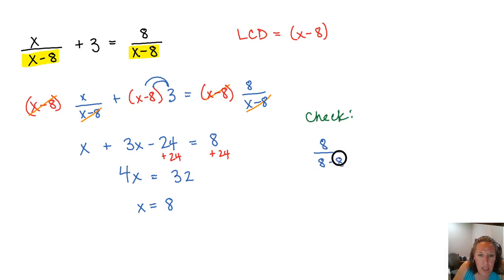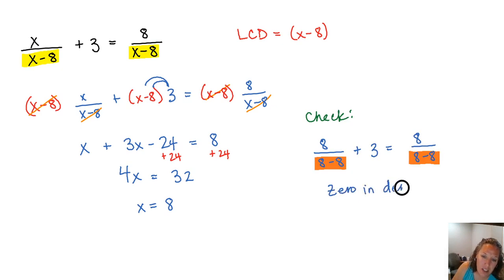8 over 8 minus 8 plus 3 equals 8 over 8 minus 8. And we've got a problem here. We get 8 minus 8 in the denominator there. That's going to give us 0 in the denominator. That means that x cannot be equal to 8.